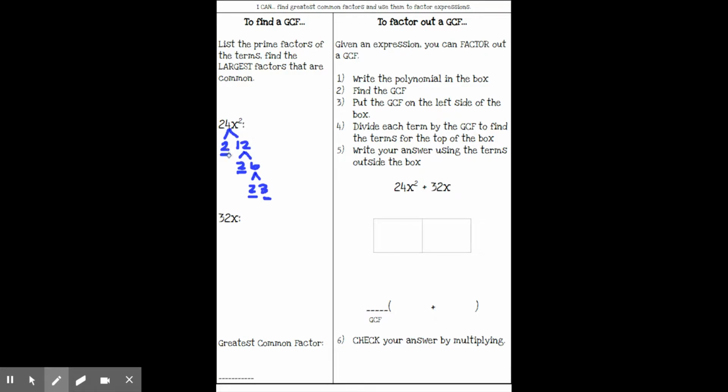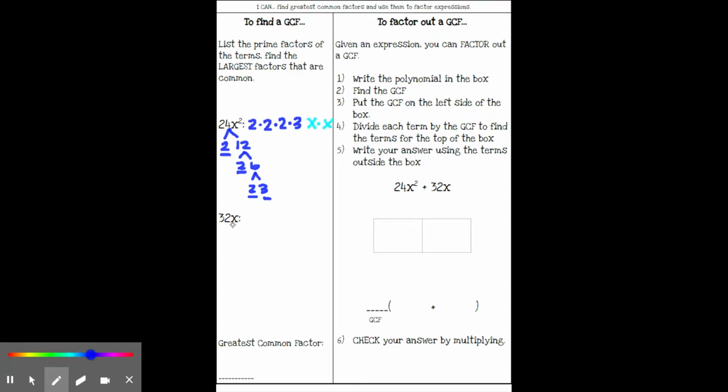So 24 is 2 times 2 times 2 times 3. 3 2s and 1 3. And then we also have this x squared. The x squared is x times x. And those are the two parts that make up the 24x squared.